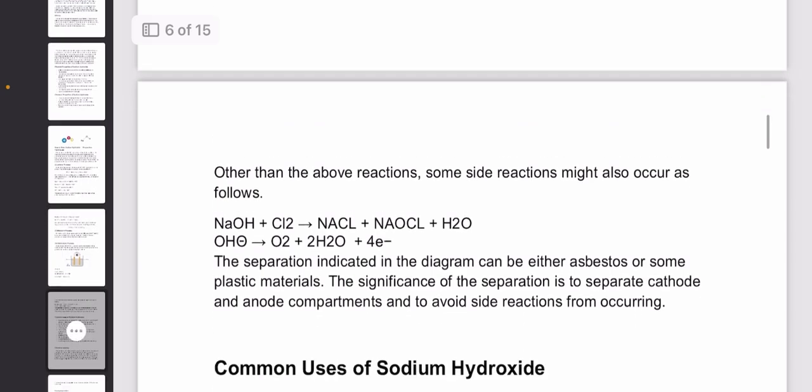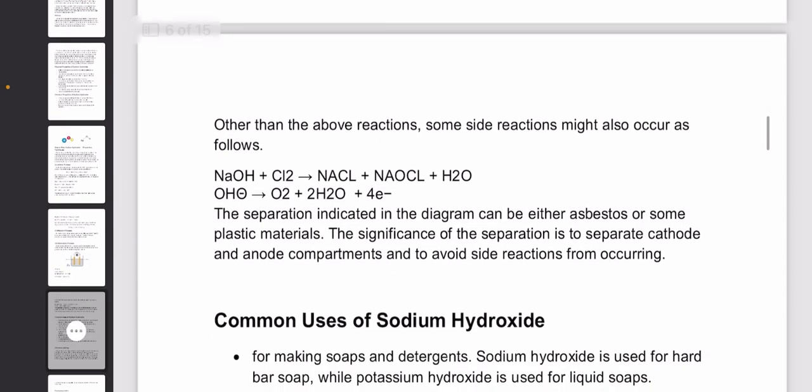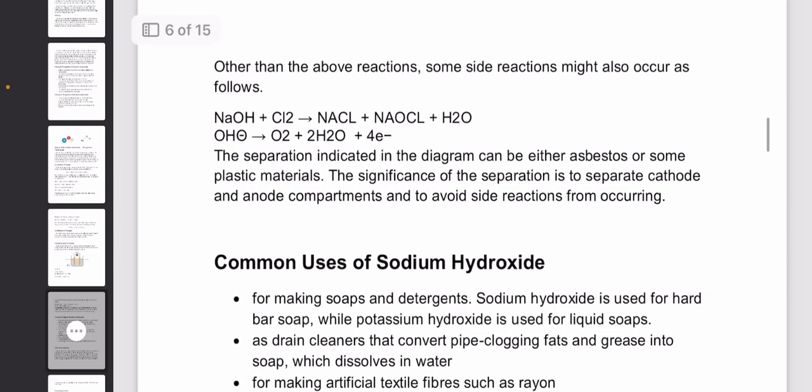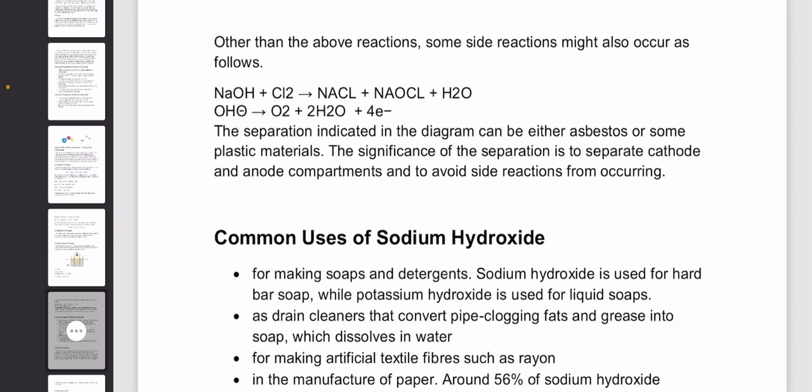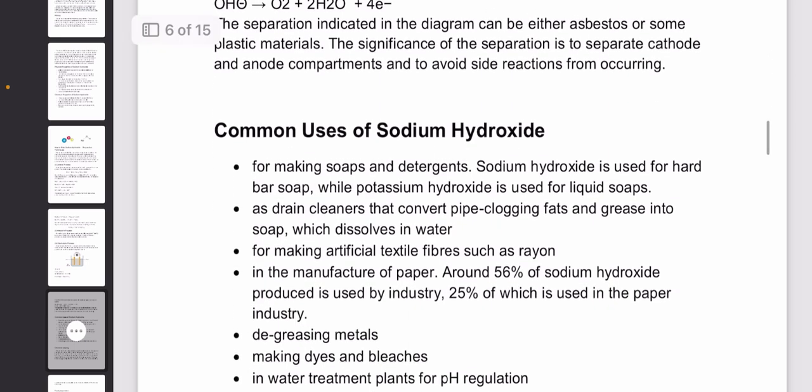Other than the above reaction, some side reactions might also occur, as follows. The separator indicated in the diagram can be either asbestos or some plastic material. The purpose of the separator is to separate the cathode and anode compartments and to avoid side reactions from occurring.